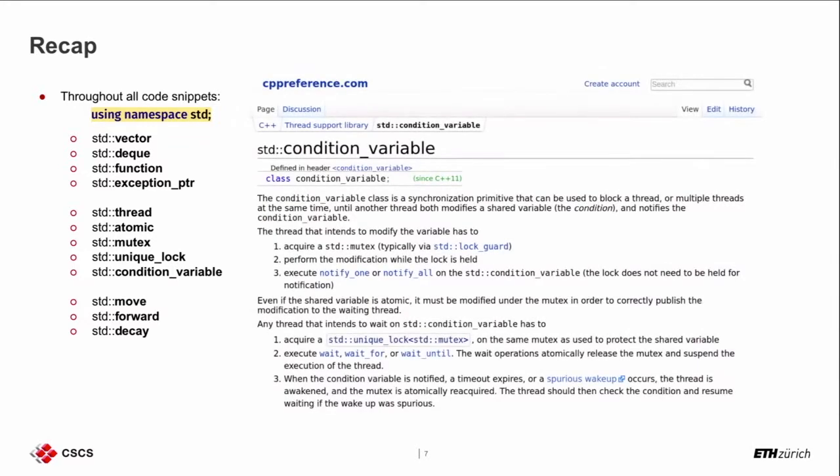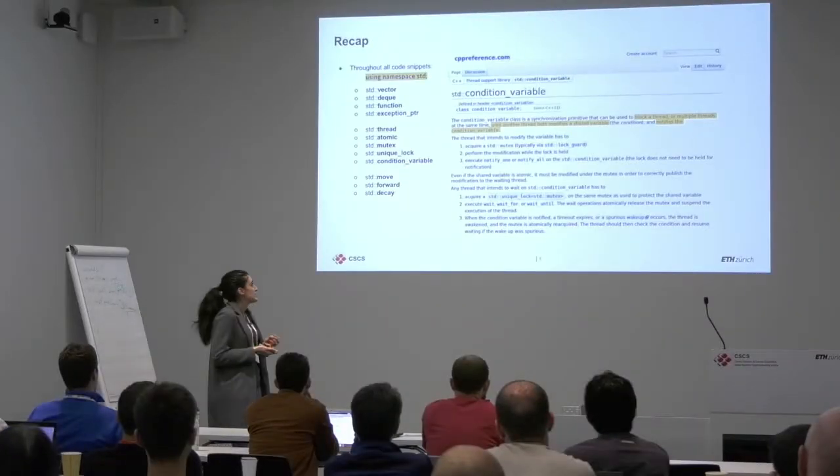I'm going to go a little bit into detail about condition variables, just because I don't think they've been covered already, and we use them quite a bit. So condition variables are synchronization primitives, and they are used to block a thread or multiple threads until some shared variable is modified, and then the condition variable is notified. And I'll describe a little bit what that means.